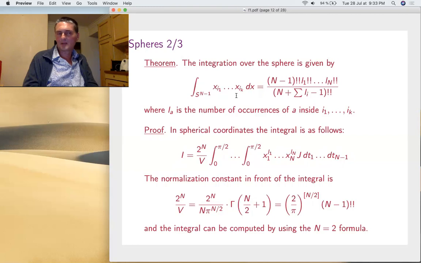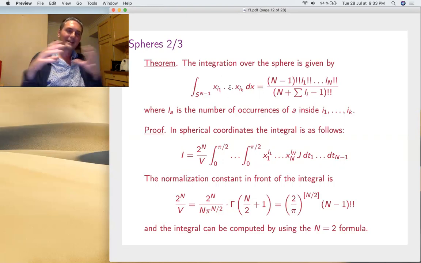The indices are not supposed to be disjoint or something, they're arbitrary. So this really computes all the integrals over the sphere. So it's this big product of double factorials. So it's like a multinomial coefficient. I mean, you see the sum here of all the guys here is equal to the sum here. So it's a multinomial coefficient, but in a double factorial sense, where the l_a are the exponents, if you want.